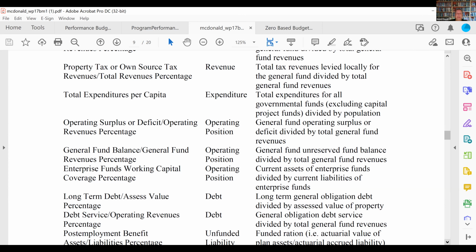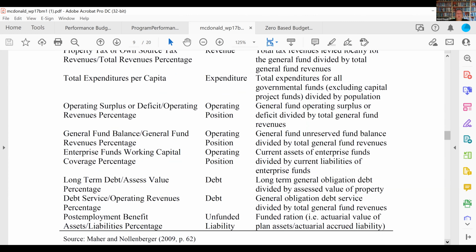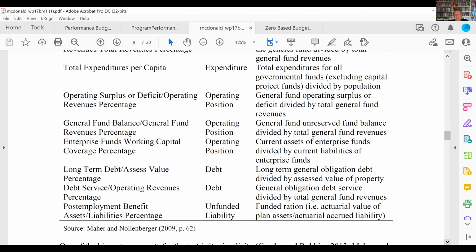That's just another indicator of fiscal solvency. Clearly, if your assets are much greater than your liabilities, that's an indicator of fiscal solvency. The reverse would just be the inverse logic. You can also measure debt indicators in Brown's 10-point indicators. So the next one is a debt indicator, long-term debt divided by assessed value percentage.